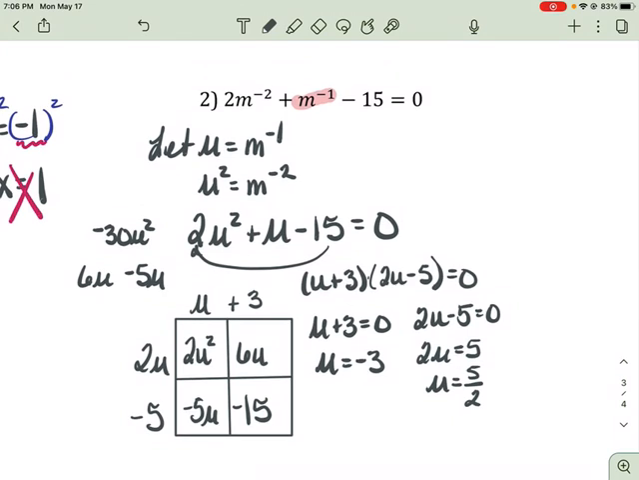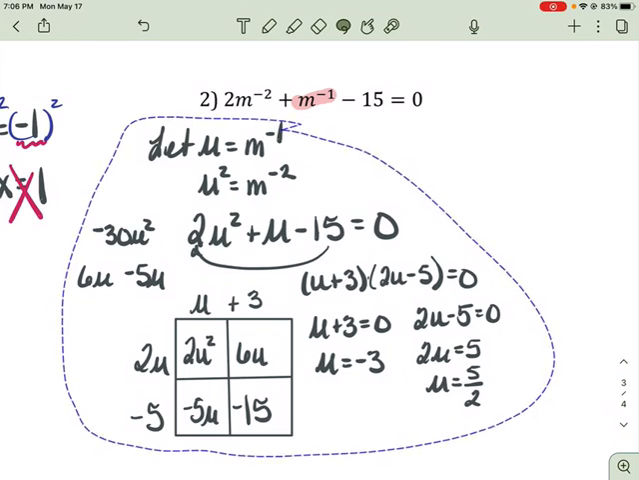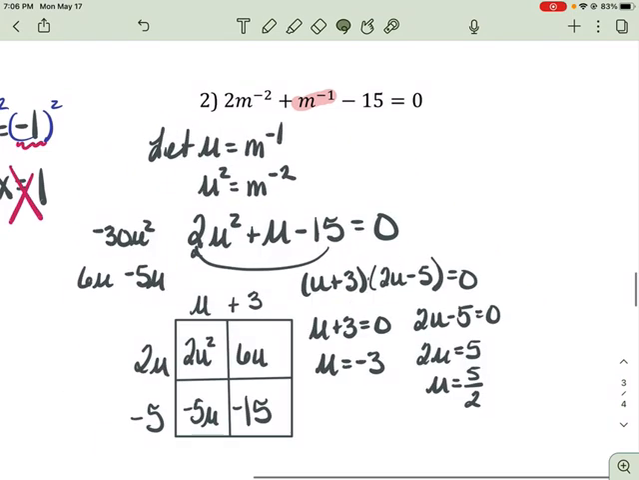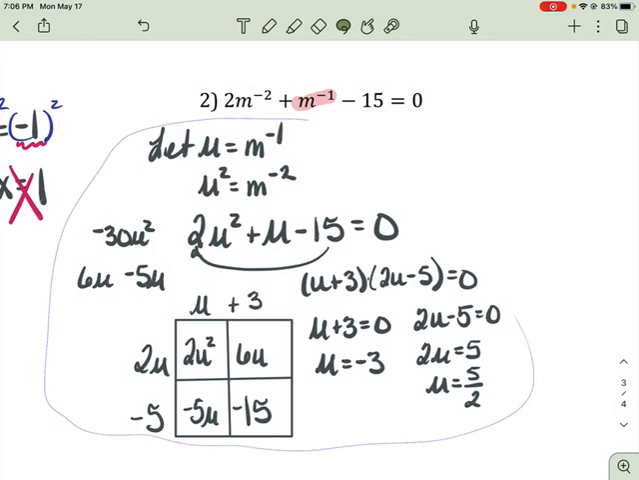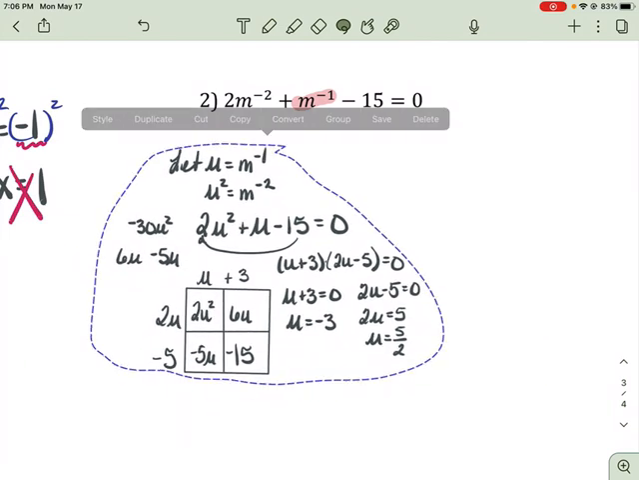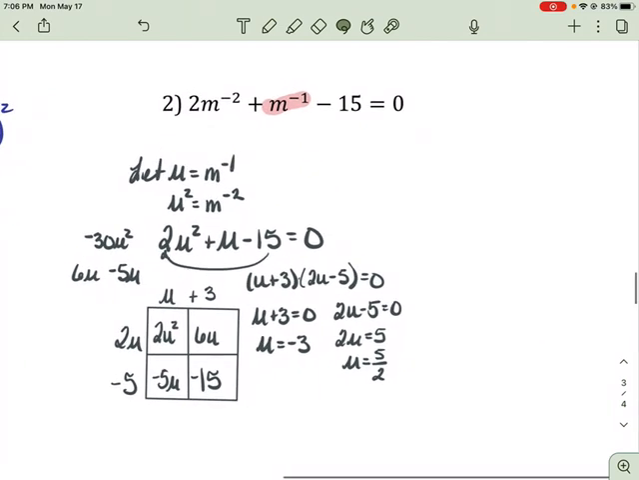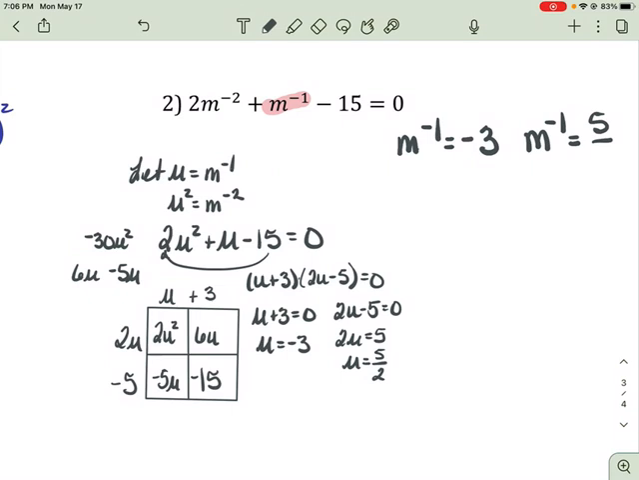But now I got to come back up and do my replace. And I definitely did not leave myself enough room. So let's do this. Whoops. There we go. Okay, so we're going to go m to the -1 equals -3. M to the -1 equals 5 over 2.